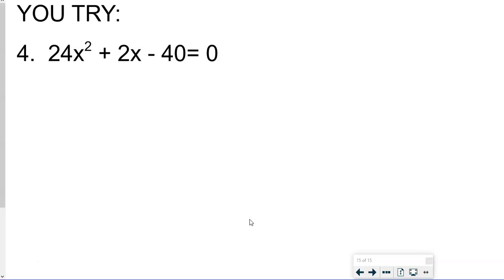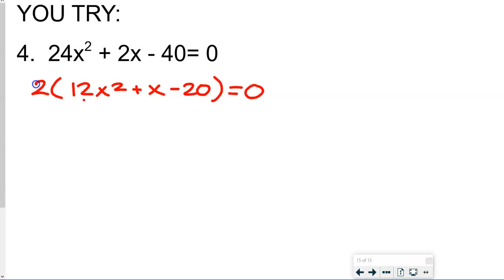Now, I want you guys to understand that when I tell you to try to do the GCF first, there's a reason for that, because it makes the problems significantly easier because we have less factors. So if you notice, all of these are divisible by 2. So that's going to give me 12x squared plus x minus 20 equals 0. Again, going to multiply this. This is going to be negative 240x squared.